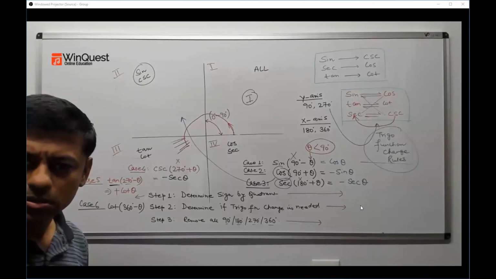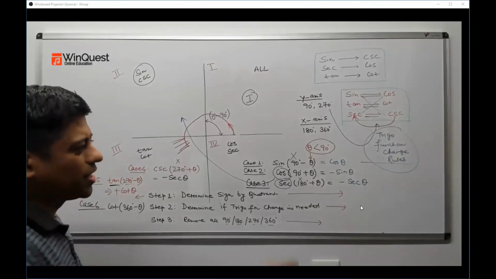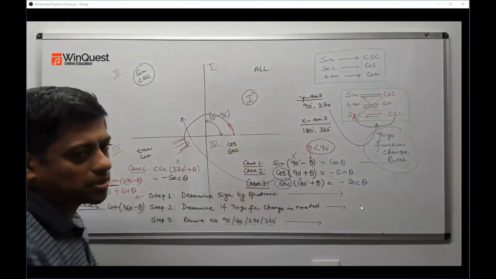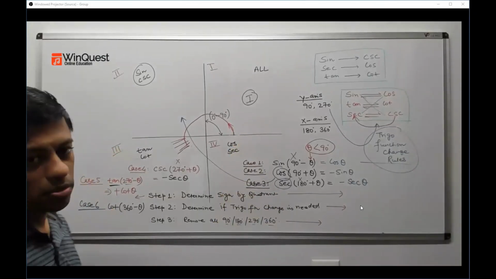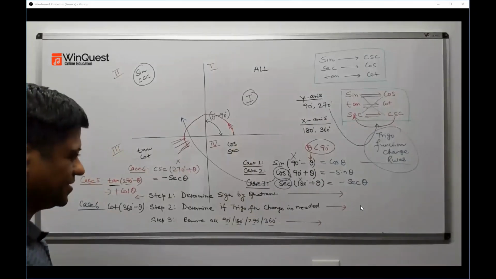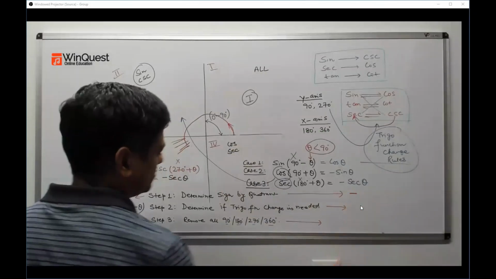I think it was in quadrant 4. Quadrant 4 is occupied by cos and sec. So this is cot. It is not welcome. Negative. Trigo function change is needed. Yeah.